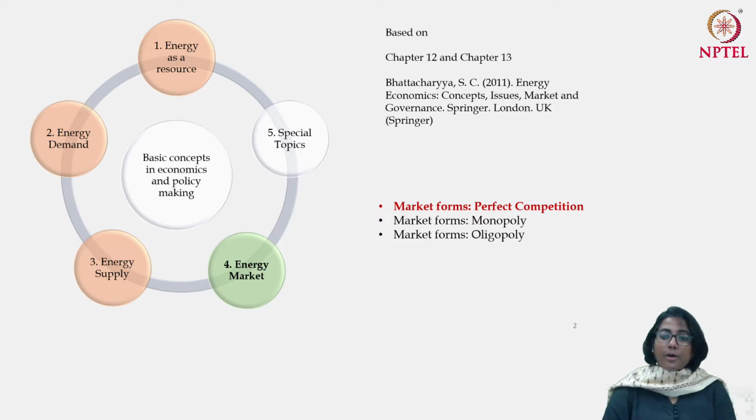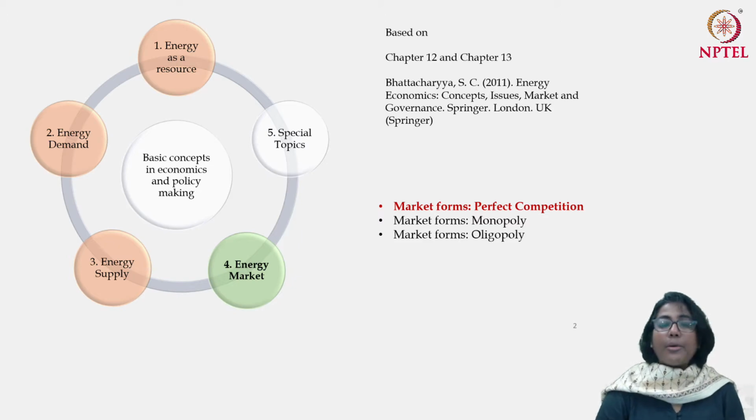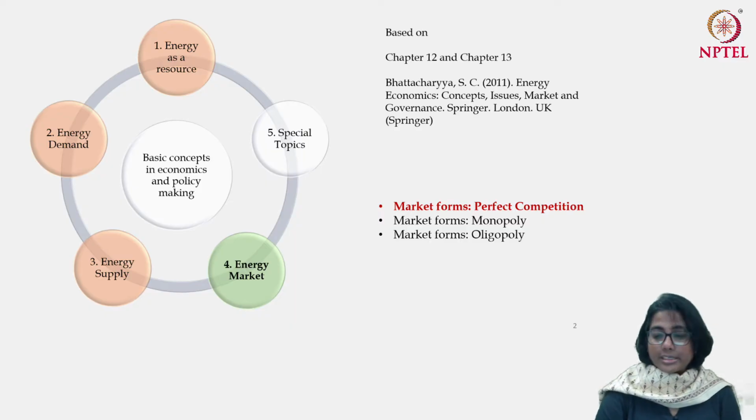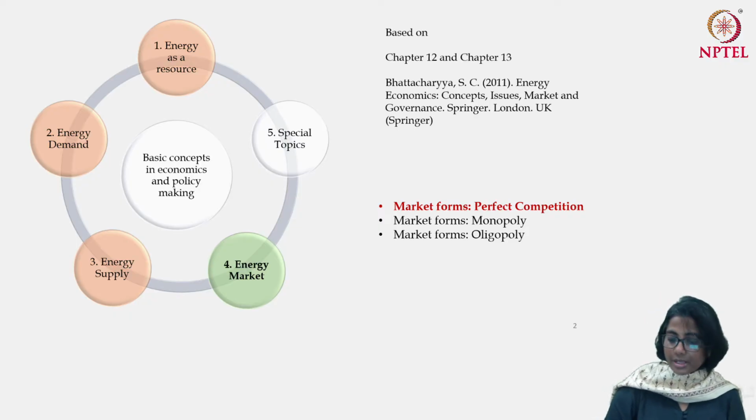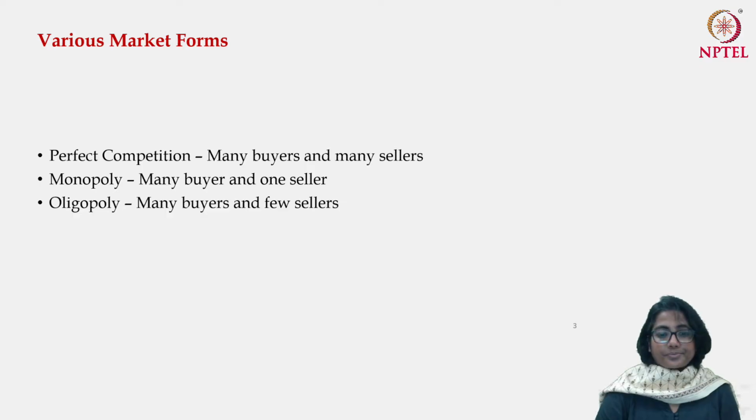When I say that we are going to cover market forms, we are actually going to cover three very basic types of markets. The first one is called perfect competition, the second one is monopoly, and the third one is oligopoly. So let us start with what we understand by these three different types of market. But let me give you the disclaimer here that these are not the only three forms of market. There are other forms of markets as well, but these are broadly used in analyzing the energy markets.